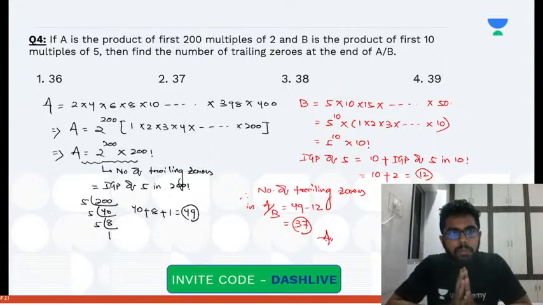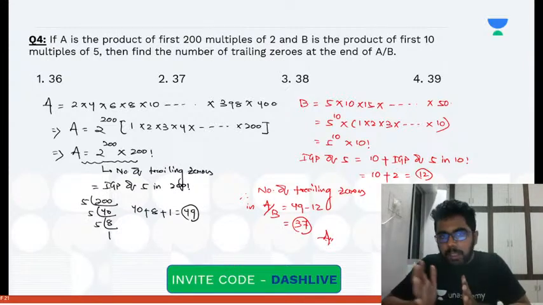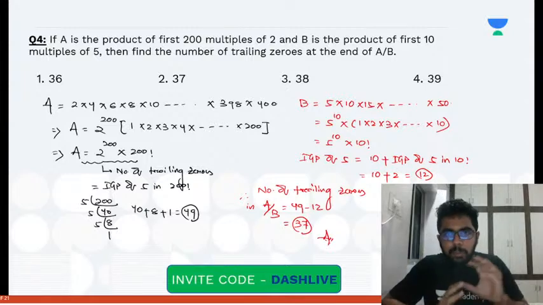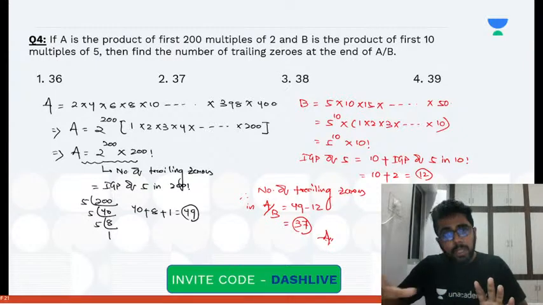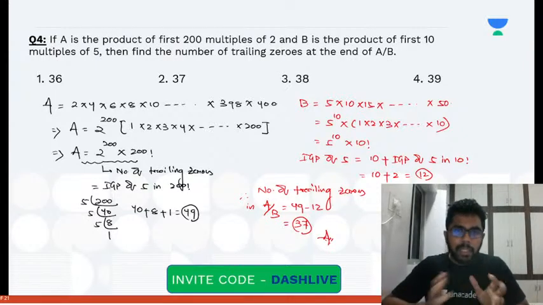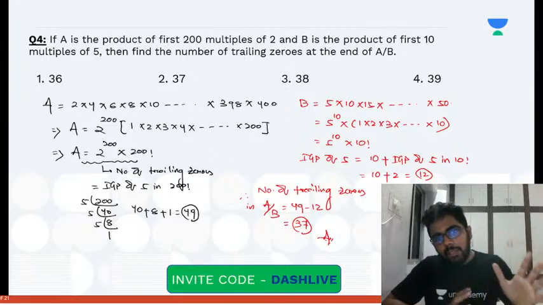Similarly, B is the product of first 10 multiples of 5. So B is 5 into 10 into 15 till 50. Each term has a 5, so I can take 5 to the power 10 common. So 5 to the power 10 into 10 factorial. Already I have 10 5s, and now 10 factorial has got 2 5s. So in total there are 12 5s in B and 49 5s in A.